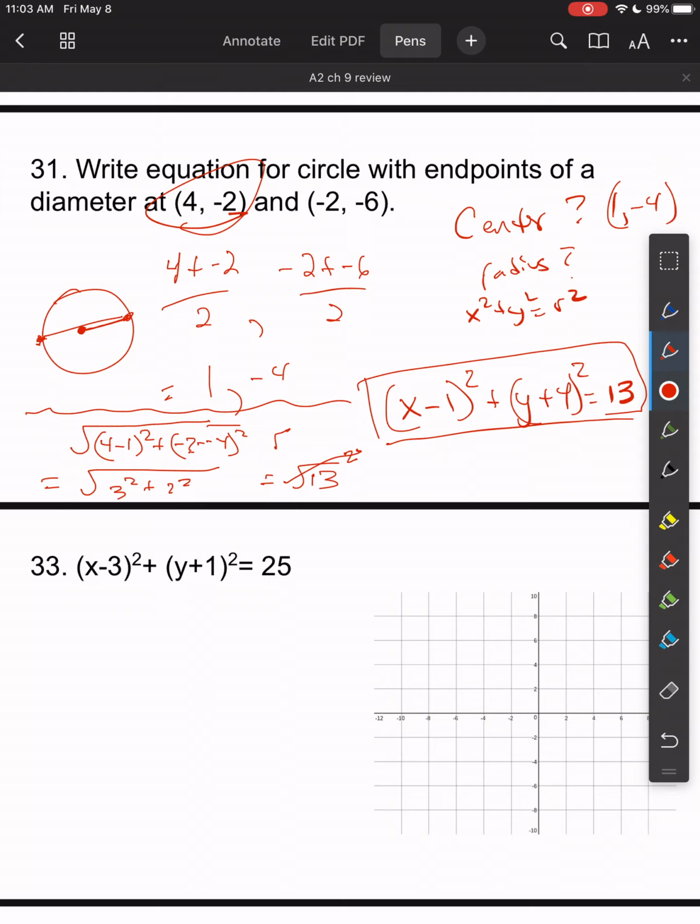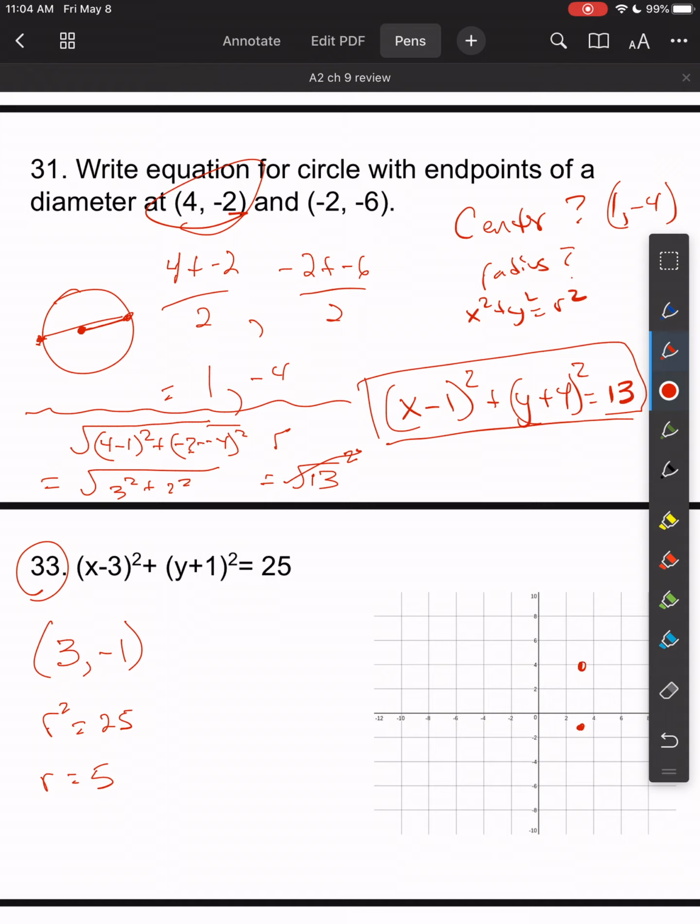On 33, they want you guys to identify the center, identify the radius, and then graph it. For this one, we have x minus 3, so I know that my center is at 3 for the x, and then the y value would be negative 1, because that's what makes it go to 0. So there's my center. At 3, negative 1, I'm going to put a dot. My radius squared is equal to 25. So radius is equal to, if you take the square root of both sides, 5. From here I'm going to go in every direction 5.